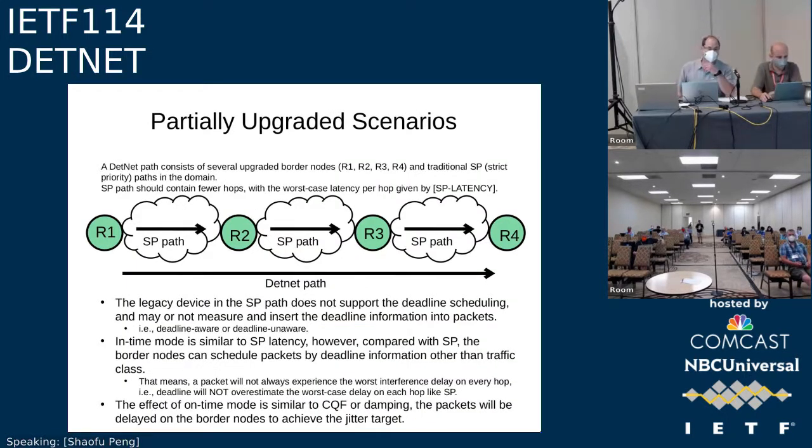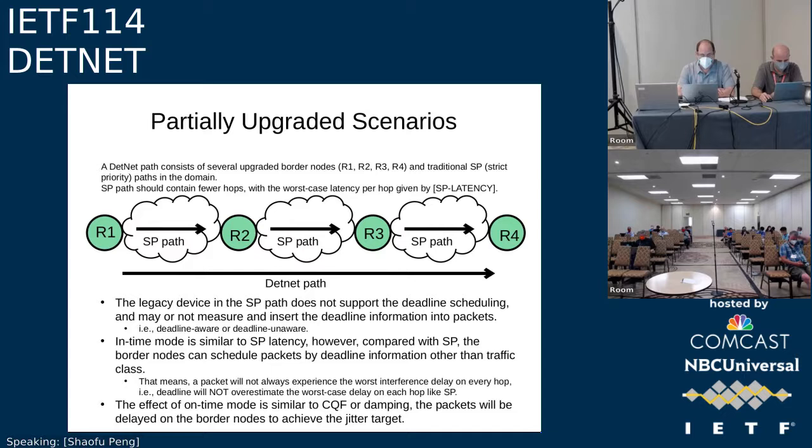For the partially upgraded scenario, a deadline path may consist of several upgraded border nodes, for example R1, R2, R3, R4, and the traditional SP path in the domain. The SP path should contain few hops, with the worst-case latency per hop given by the paper on SP latency. The Legacy device in the SP path does not support deadline scheduling and may or may not merge and insert the deadline information in the packet. The former records in the deadline aware nodes and the latter records in the deadline unaware nodes.